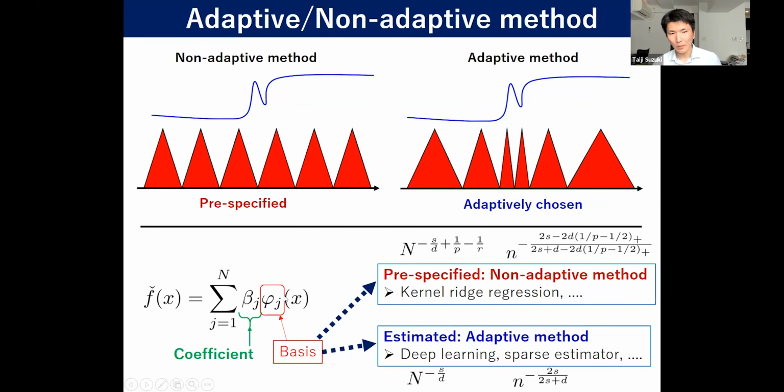So in terms of function approximation ability, selecting a good basis function depending on the target function is very important. And we can see the neural network can do that.